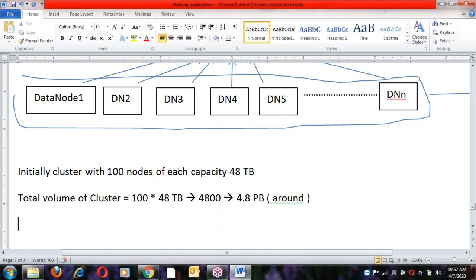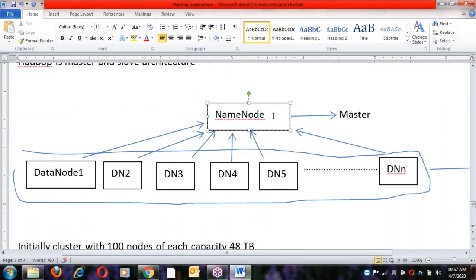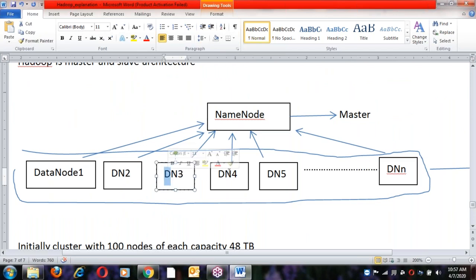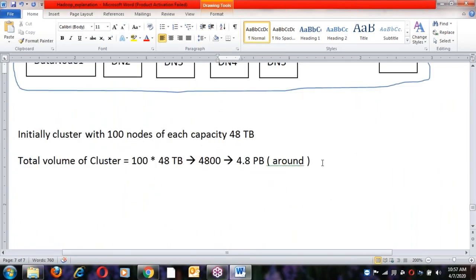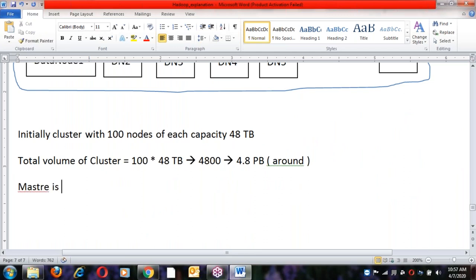Yes, the name node is a master, and the data nodes are slave nodes, right? What is the difference between master and slave here? A master is like a manager in a company.